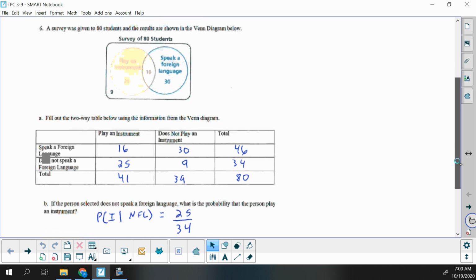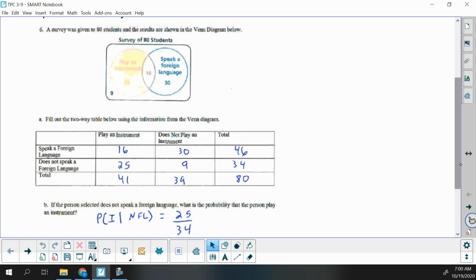So we had this Venn diagram, and then we had to fill out the chart below. So 16 was instrument and foreign language, 30 was in the section for foreign language but no instrument, so together that's 46 if you were to look at the whole circle. And likewise, you get each of the other values in the chart.